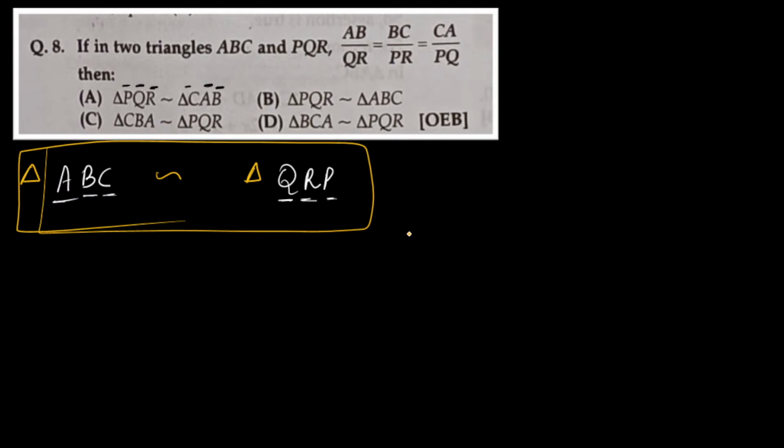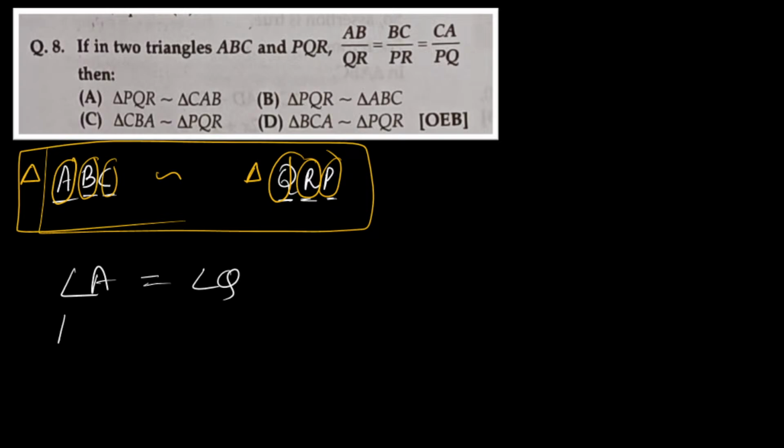It should not be absolutely the same, but you have to understand the position. Where A is written, corresponding to A, Q should be there. Where B is written, corresponding to B, R should be there. Where C is there, corresponding to C, P should be there. We don't have to apply a rough idea; we should be 100% sure. Here A's corresponding is Q. Angle A's corresponding angle is Q, so A should be equal to Q. B should be equal to R.